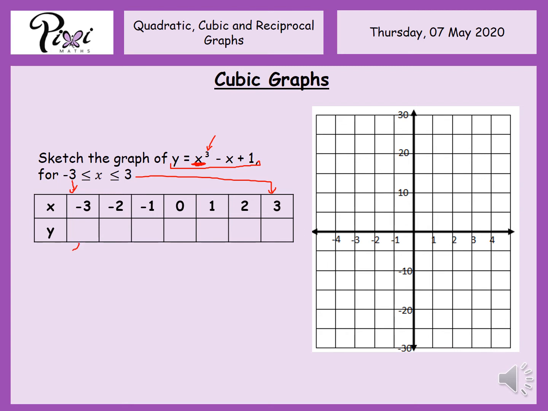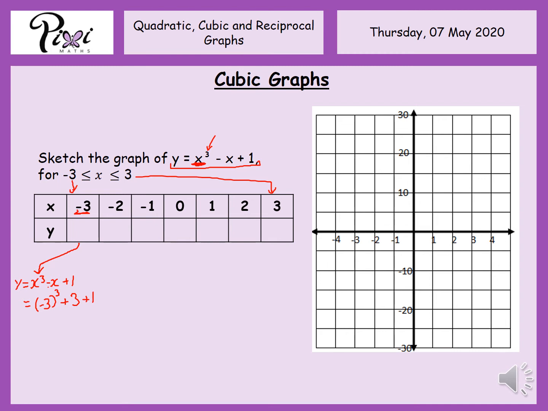So let's do this first one. We've got x is minus 3, and we know y equals x cubed minus x plus 1. So careful, because we've got a negative here, and we can see that our x is negative, so we've got two negatives, we're going to have to be careful with that. Okay, so we've got minus 3 cubed, we've got minus 3, so that'll be plus 3, and plus 1.